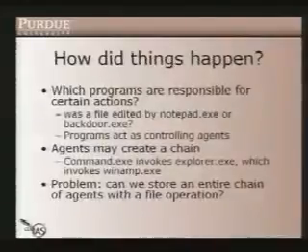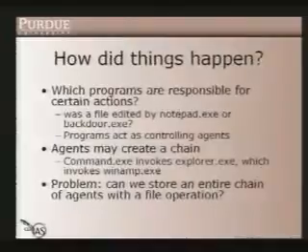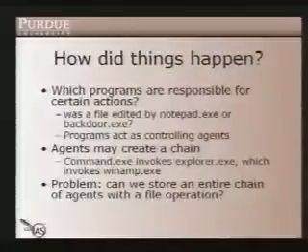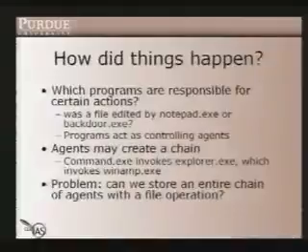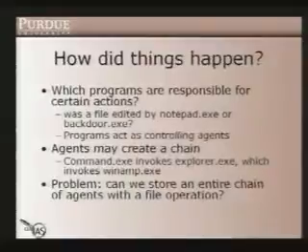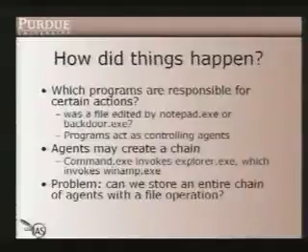So the next category of information is the how question. How did things happen on a system? Basically, I want to ask which programs were used to perform an action on a file. And it should make a difference whether notepad.exe was used or a program called backdoor.exe in order to create a file, for example. And these programs act on behalf of the user, and I call them controlling agents.